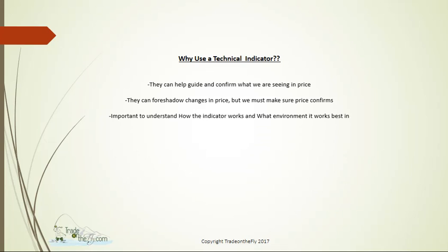It's important to understand how the technical indicator works and what environment it's going to work best in. And more is not better here. If you choose to use a technical indicator, pick one or two, become intimately familiar with how they work and how they're going to work into your trade plans and into your setups. So let's take a look at the slow stochastics.